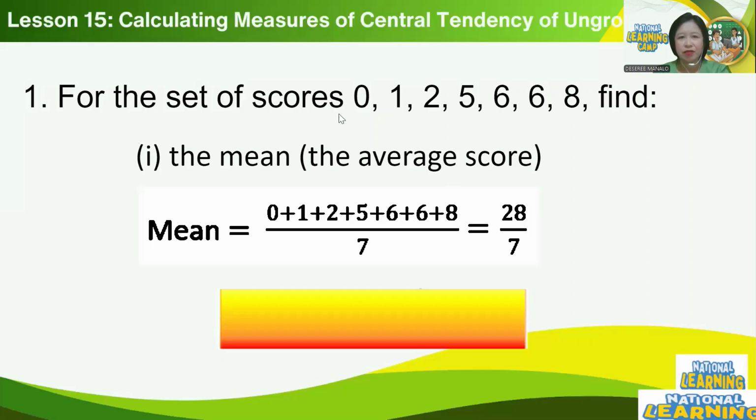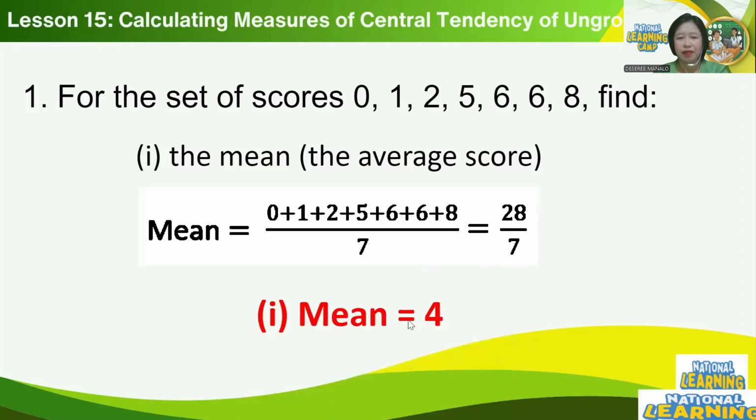Number 1, the set of scores 0, 1, 2, 5, 6, 6, 8. Find the mean. Mean is also known as the average. To find the mean, you will add all the scores and divide it by the number of scores. So we have 0 plus 1, 1, plus 2, 3, plus 5, 8, plus 6, 14, plus 6, 20, plus 8 is 28. And there are 7 numbers here, so divide it by 7. 28 divided by 7 is equal to 4. And therefore, the mean is 4.